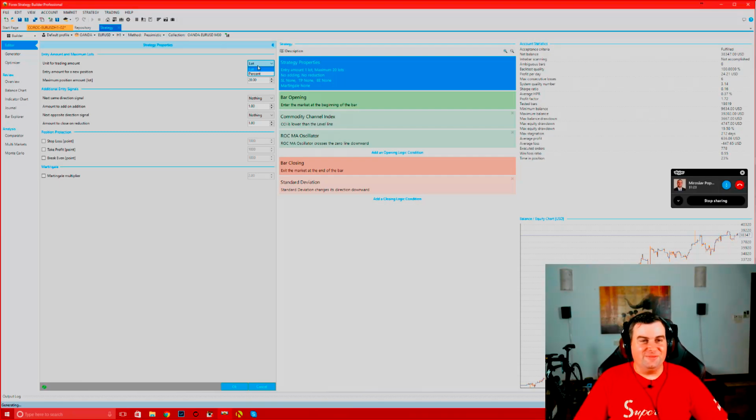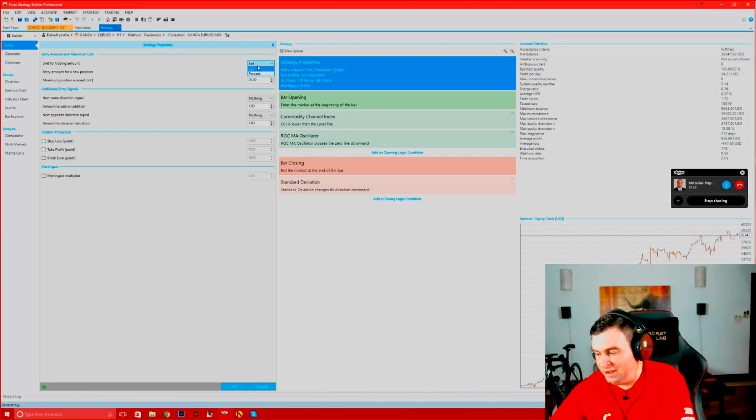You almost need an emergency handbrake. If the system draws down 30% or 20%, it just stops. And we have such protection in Expert Advisor Studio, in experts generated by Forex Strategy Builder Professional. You can set a hard amount of your account in the settings, and if your account drops below that amount, the expert will stop. Excellent. Very good.